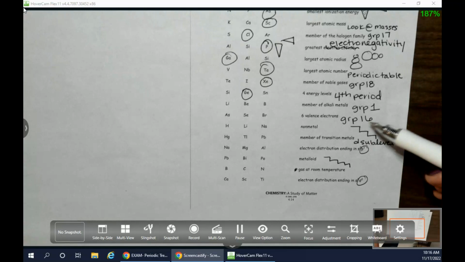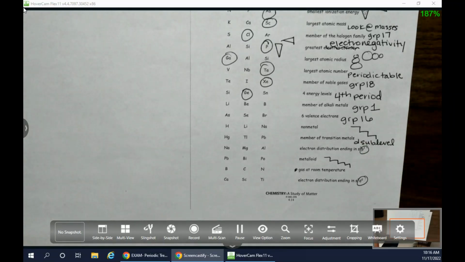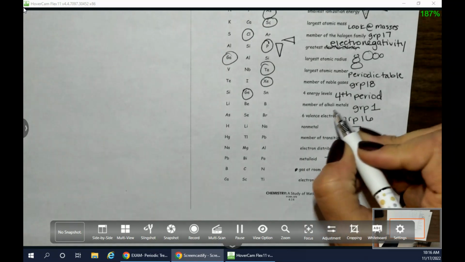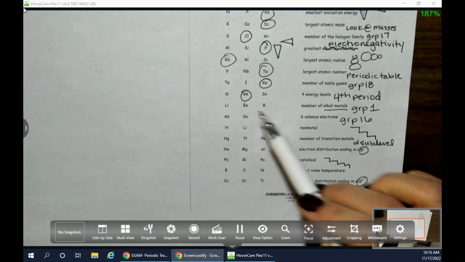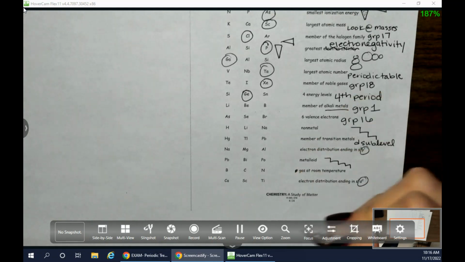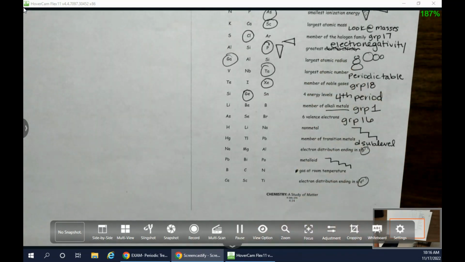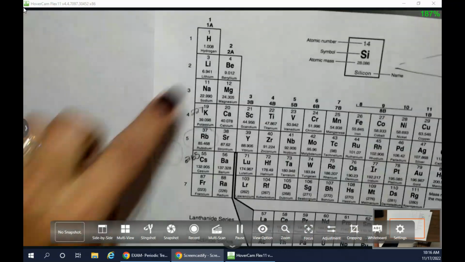Member of your alkali metals. Alkali metals are all in group 1, the first family on the periodic table. You got to know that name, by the way. You'll see that one. All right, so group 1, who is in group 1? It is lithium, okay? So again, we're just looking for who is in group 1.